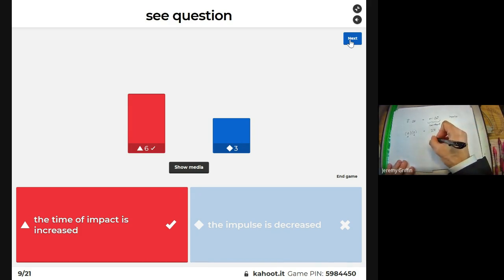But what if you caught it differently? Now you can't change the impulse. Same mass ball, still bring it to a stop. But what if you extend that time interval to 3 seconds? Now what's the force on your hand? Do you guys see it's 8? It went down, didn't it?